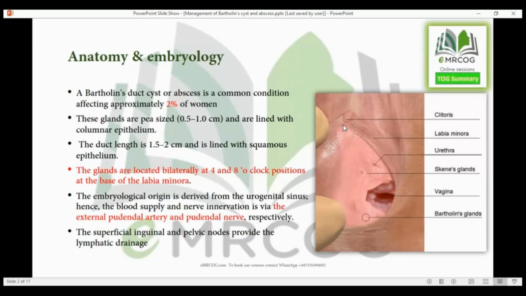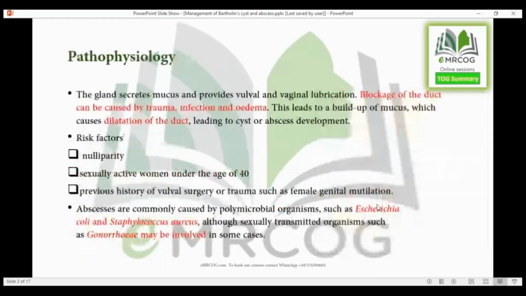Okay, as you can see here in the picture, this is where the Bartholin gland and the duct are going to be, and it will open in the posterior aspect of the vagina. So when this duct becomes blocked with trauma or infection or edema or whatever, this will cause dilatation of the duct, leading to a cyst or abscess, either this or that.